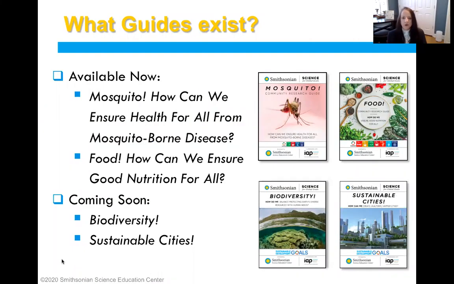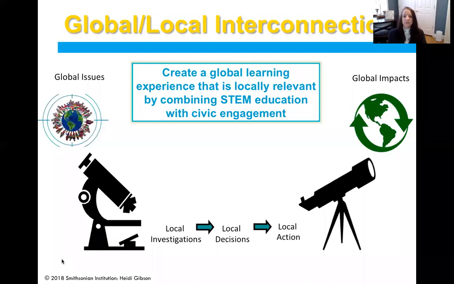We're creating this global learning environment because we believe deeply in the fact that it's important to combine STEM education, science, technology, engineering, and math learning with civic engagement, the engagement of local action taking by youth.